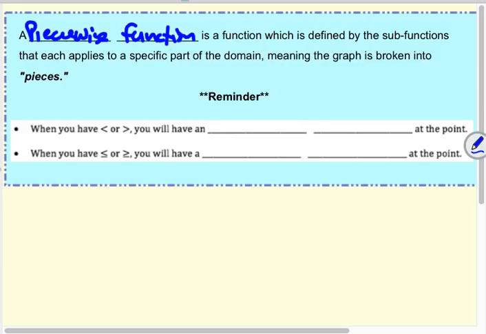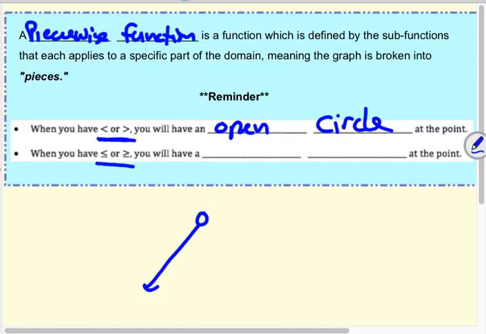So when you have less than or greater than, you will have an open circle at a point. Now these are your end points or your starting points when you're graphing these lines. For example, your line might look like this. If it's less than or greater than, it's an open circle. If it's greater than or equal to or less than or equal to, it's going to be a closed circle. In other words, you have a circle there, but you're going to fill it in. That point is part of the graph itself. This point is just kind of like a starting point, I guess you call it.